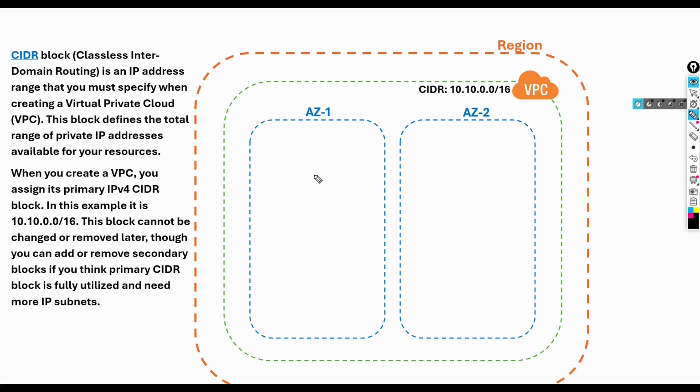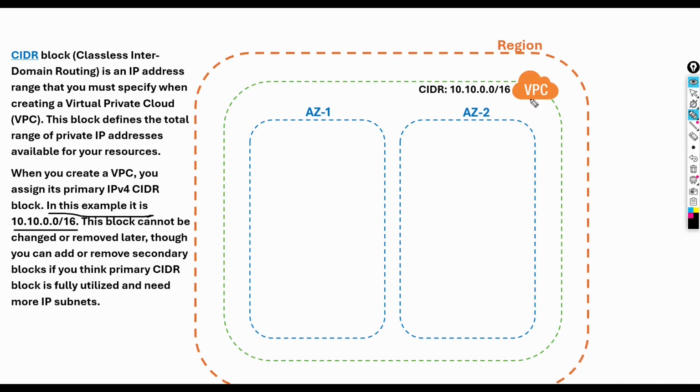Like few subnets we assign to dev environment, some subnets we assign to production environment, some subnets we can assign to the test environment. Likewise, when you create a VPC, you assign its primary IP CIDR block. In this example, it is 10.10.0.0/16. This block cannot be changed or removed later, though you can add or remove secondary blocks if you think the primary CIDR block is fully utilized and you need more IP subnets.